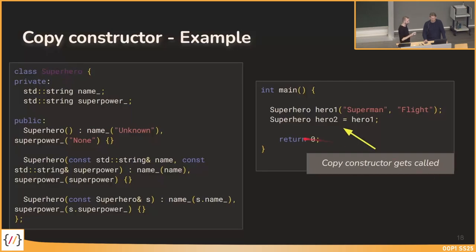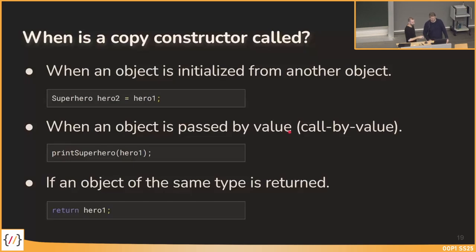Okay, so we might confuse you even more because there are different ways when copy constructors are called. The first one we already saw, when you create a new object from an existing object using this equal sign. Can you also initialize it with braces? Yes, you can also initialize it with braces.